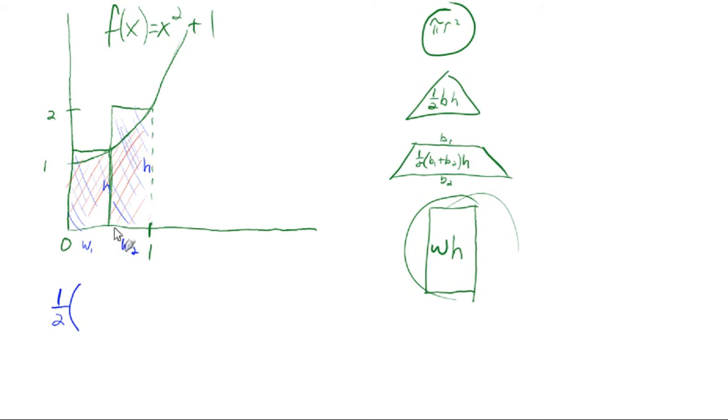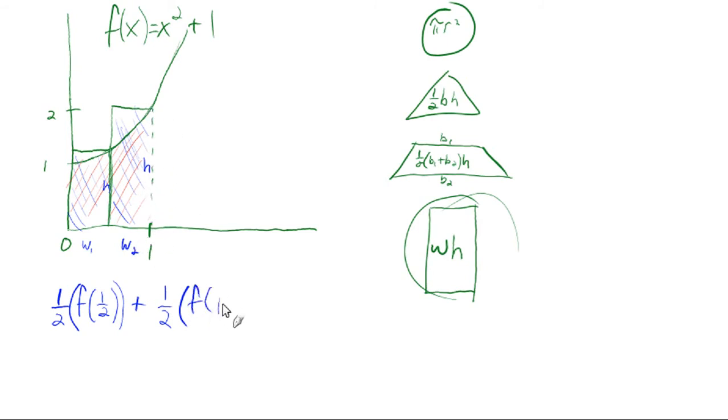So that would have to be pretty clearly 1 half. So it'd be times f of 1 half. We're going to take 1 half, put it in the function, and that'll tell us how high the rectangle is. Then we're going to add on this other rectangle, which also has a width of 1 half. And its height is going to be when we go to 1, and we put 1 into the function and see how high that is.